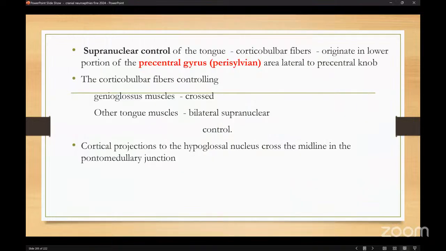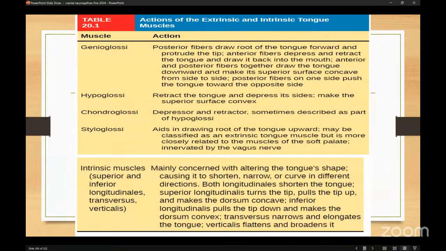Okay, so the tongue is again under supranuclear control. It is contralateral, and the major muscles are genioglossus, hyoglossus and styloglossus. Palatoglossus is not supplied by the 12th cranial nerve. Okay, it is supplied by the 10th cranial nerve. And then there are intrinsic muscles of the tongue, that is transverse, horizontal, vertical muscles, the intrinsic group of muscles.